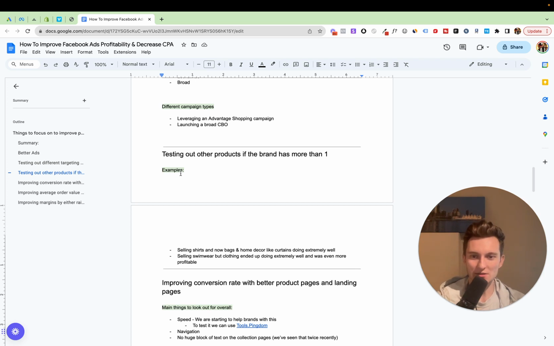But in terms of some examples here, selling shirts and bags. This is for a brand that we're working with. We were selling shirts, and the profitability was decent. It was okay. But then when we switched to bags and more home decor products like curtains and that kind of stuff, we started really improving the profitability, and we were able to scale much more. Now I think the return on ad spend is clearing well over a 5. So we're way more profitable.